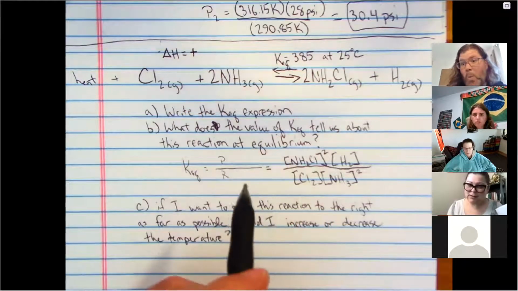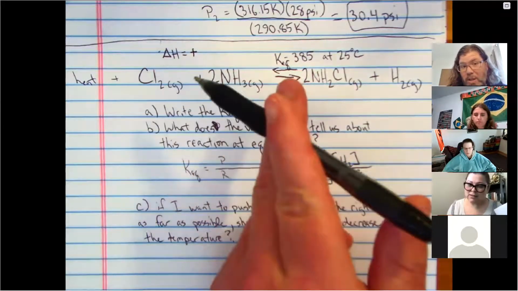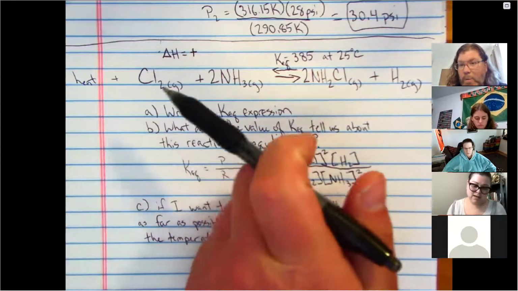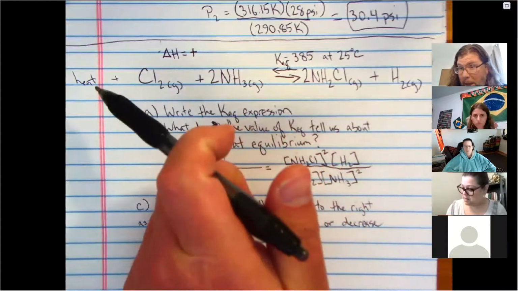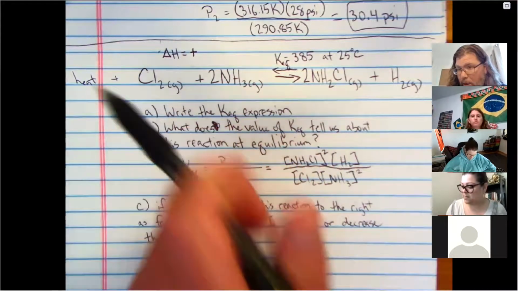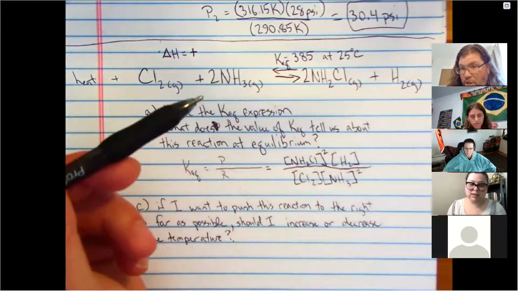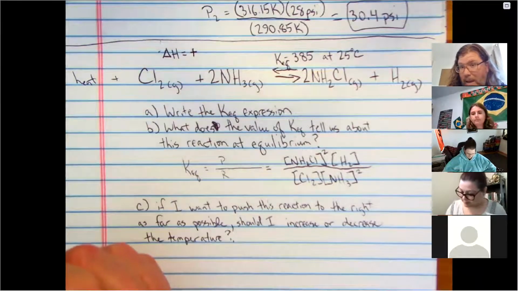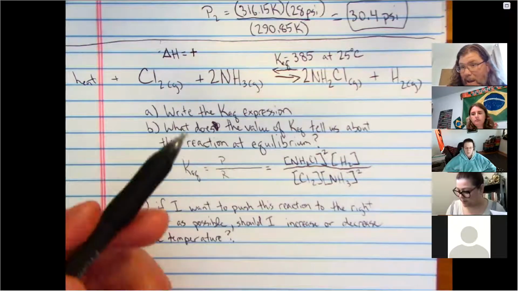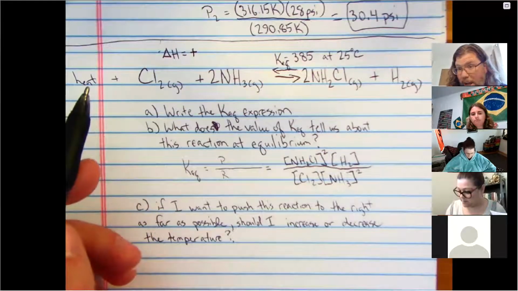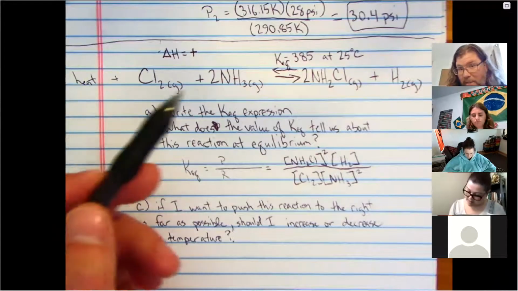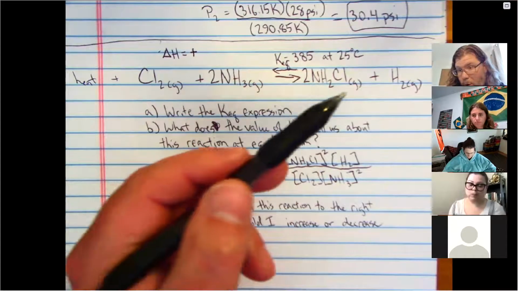So if we wanted to shift the reaction to the left, we would do that by lowering the temperature because the reaction would respond by making more heat. If we wanted to shift the reaction to the right, we would do that by increasing temperature. And increasing the temperature would shift the reaction to the right because then we would get rid of that extra heat by making more products.